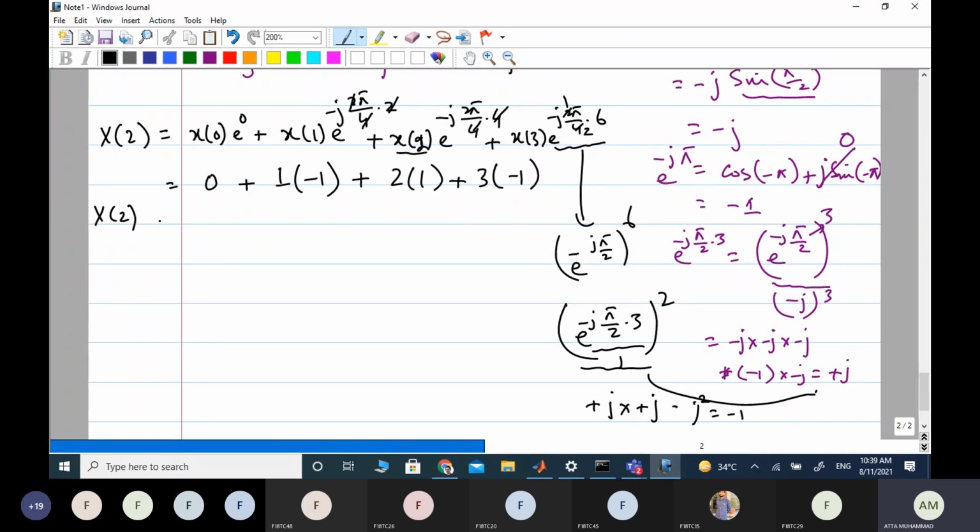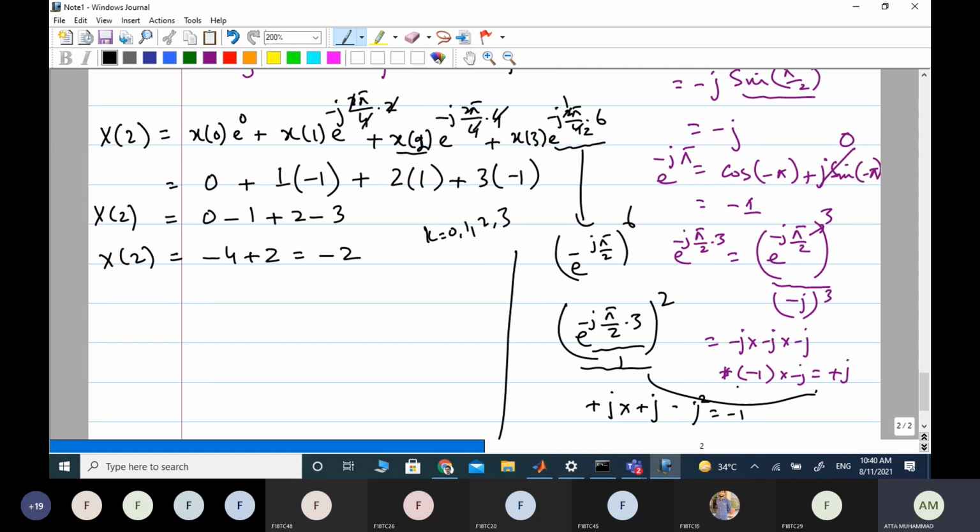So our x of 2 then becomes 0, minus 1, plus 2 and minus 3. So finally our x of 2 becomes minus 1 minus 3 is minus 4, and plus 2 we get minus 2. So far our x of k is 6, minus 2 plus 2j, and minus 2. Now the last term, because we have to go k from 0, 1, 2 to 3. Now the last term is x of 3.